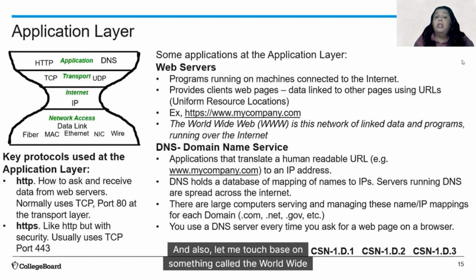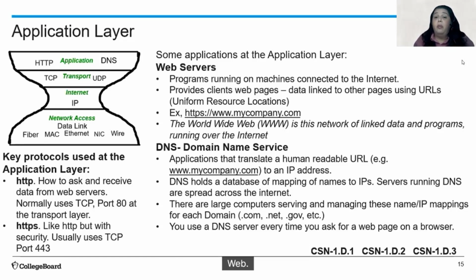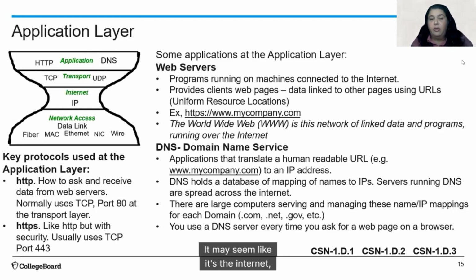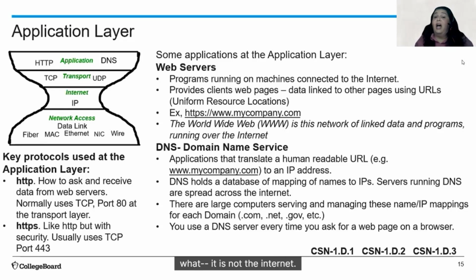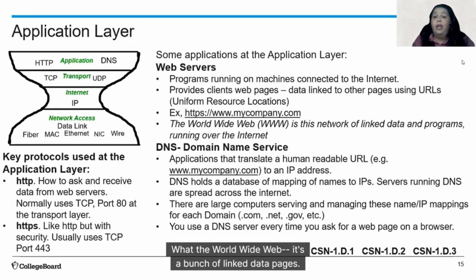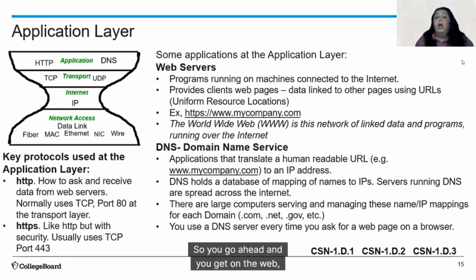And also, let me touch base on something called the World Wide Web. The World Wide Web is not the internet. It may seem like it's the internet. It looks like the internet, but guess what? It is not the internet. The World Wide Web is a bunch of linked data pages. So you get on the web and you're actually on a page that's using HTTP, right? It's a hypertext protocol. So we've got all these rules of the road depending on what we're using. And that page will link to another page, but it's not the internet.